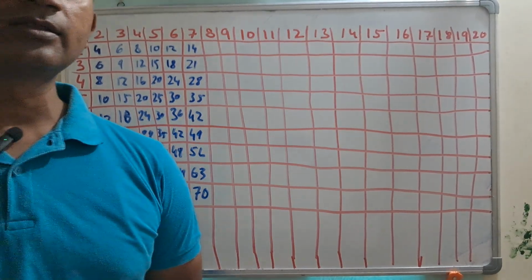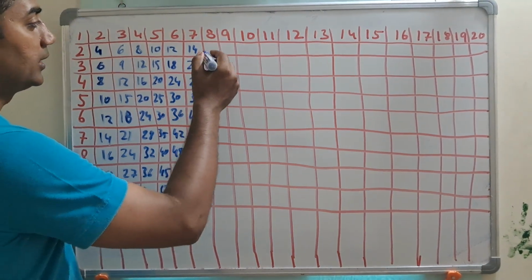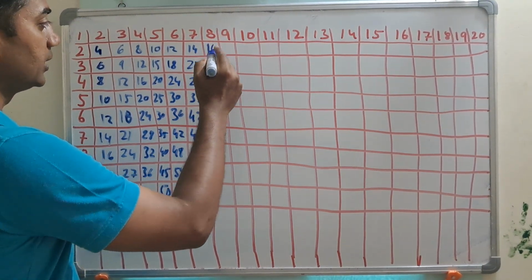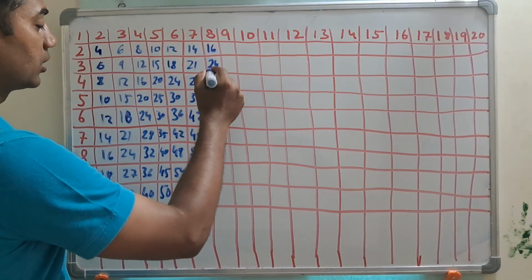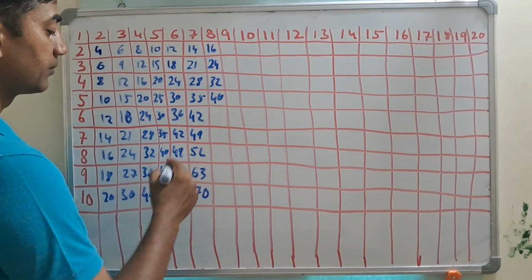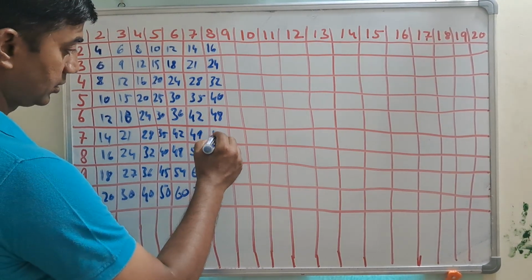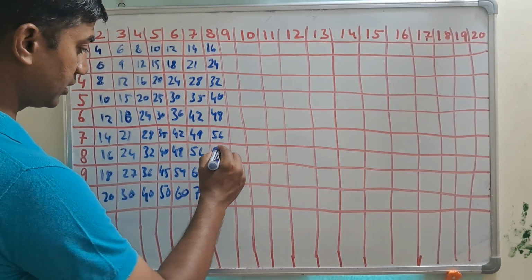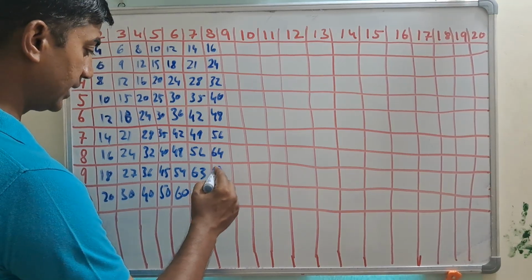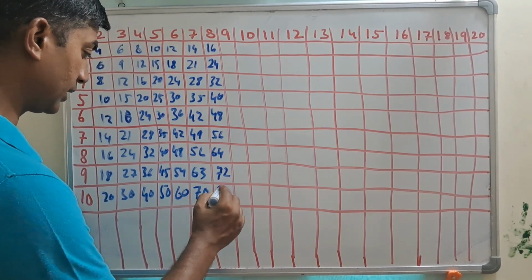Our next table is 8. 8 1 ja 8, 8 2 ja 16, 8 3 ja 24, 8 4 ja 32, 8 5 ja 40, 8 6 ja 48, 8 7 ja 56, 8 8 ja 64, 8 9 ja 72, 8 10 ja 80.